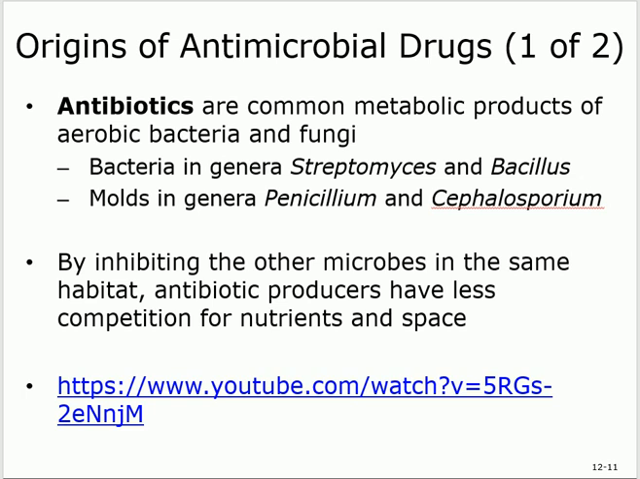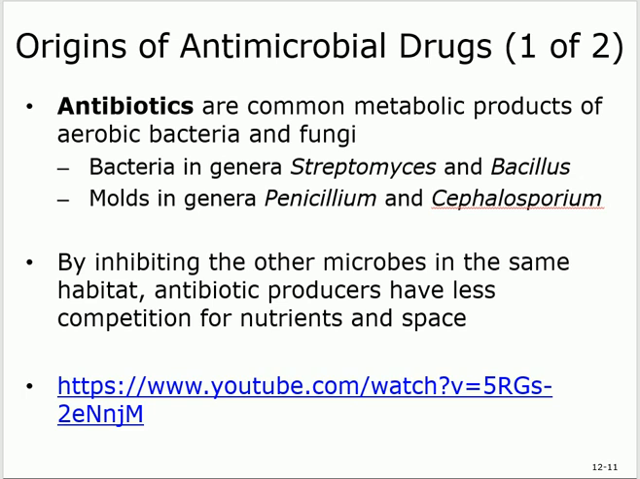Streptomycin, bacitracin, penicillin, cephalosporin. Okay? It's not that simple, but the name will usually end in "in". Okay? So I want you to remember these examples with the antibiotics that come from them. Okay? You need to remember this.